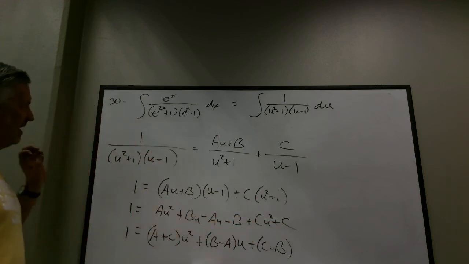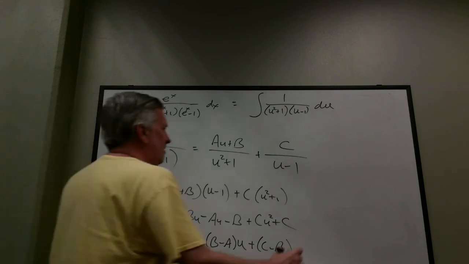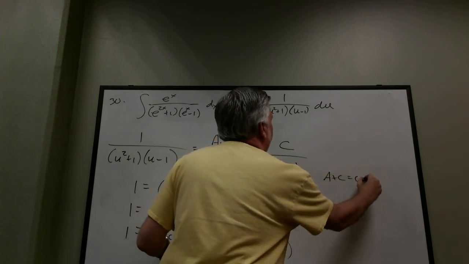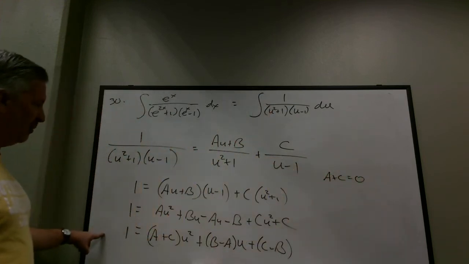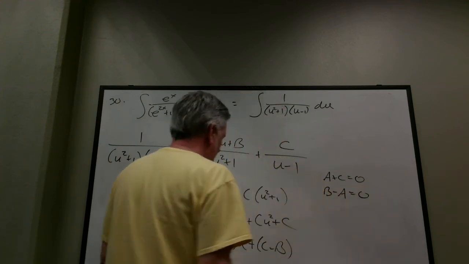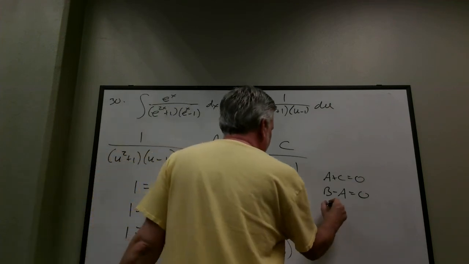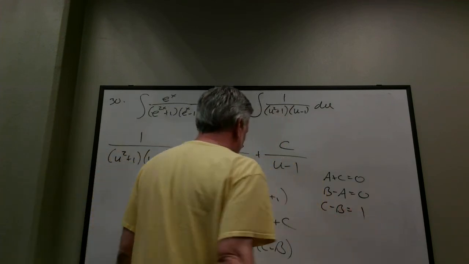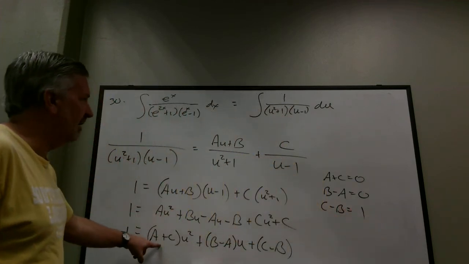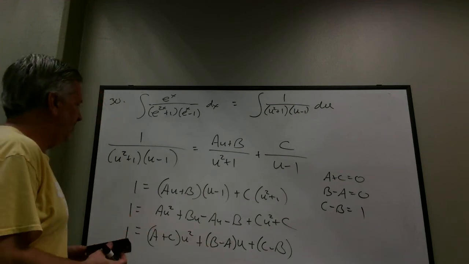Okay. So now we need to equate coefficients. I don't have a u squared term over here, so a plus c is 0. I don't have a u term on the left, so b minus a is 0. And the constant on the left is 1, the constant on the right is c minus b, so c minus b is 1. A plus c is 0, b minus a is 0, c minus b is 1.